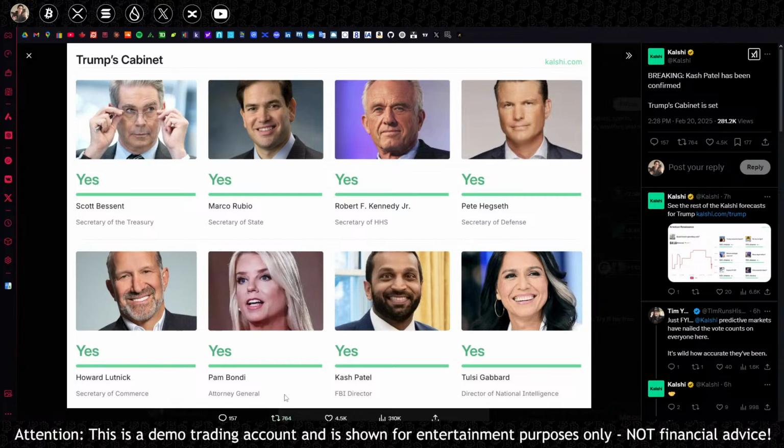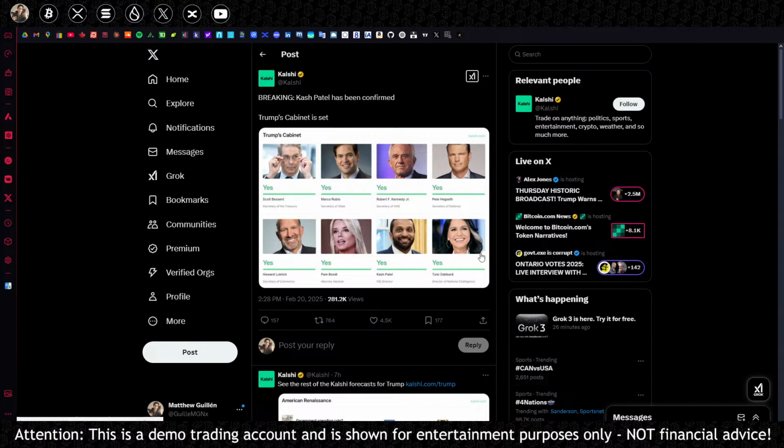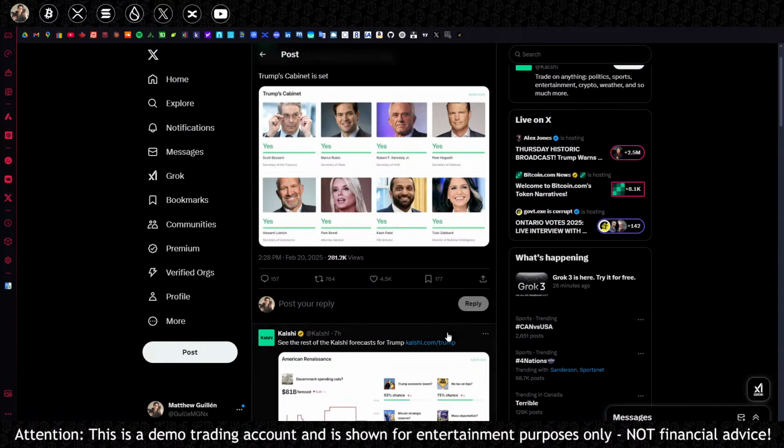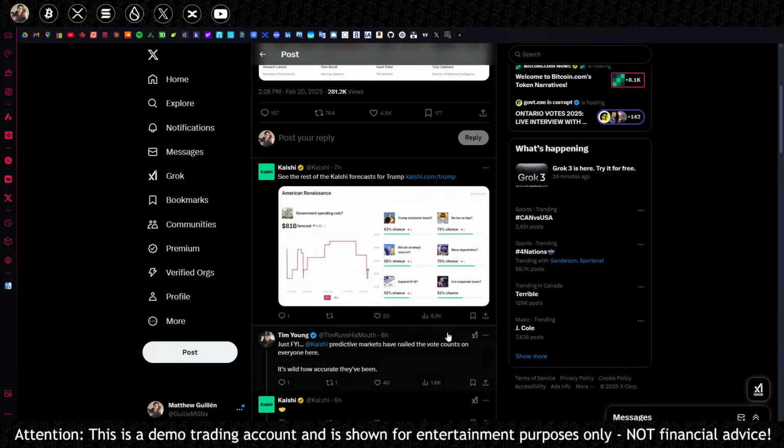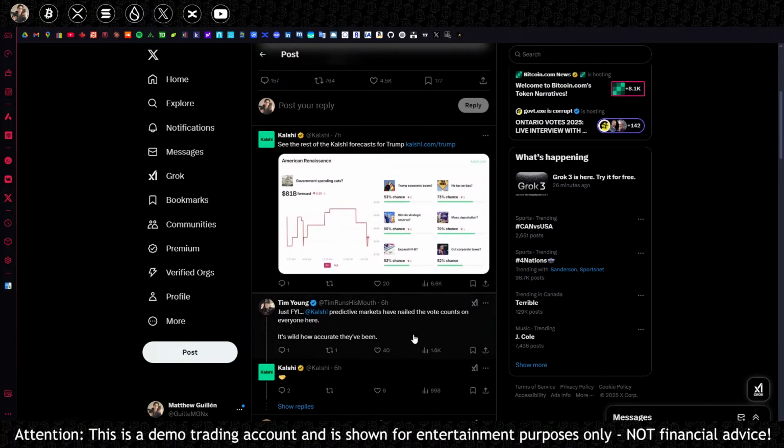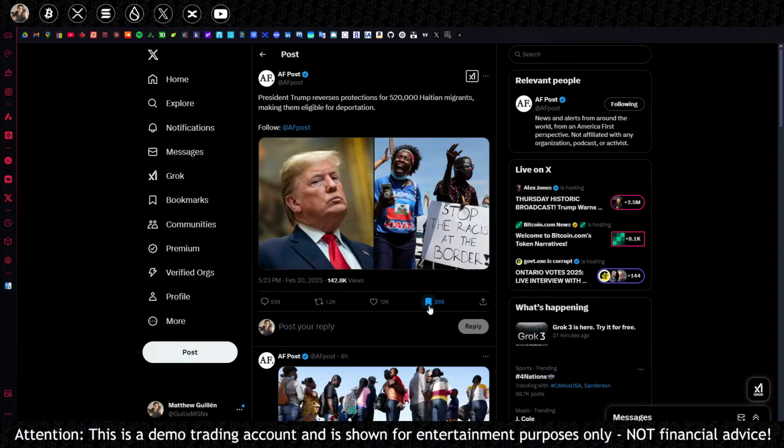Pam Bondi, Attorney General, doing a great job as well. Kash Patel, FBI Director, who just got confirmed. Everybody likes that. And Tulsi Gabbard, of course, my favorite, Director of National Intelligence. Well-deserved. Used to be Democrat, converted to Republican, helps Trump with the campaign. Doing a great job. Nice. There's also forecasts of other stuff. Whatever. We don't need to know about that.